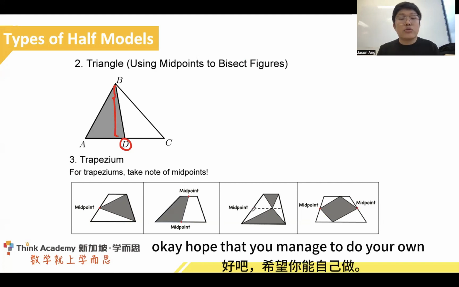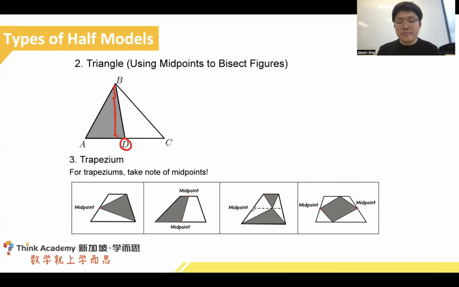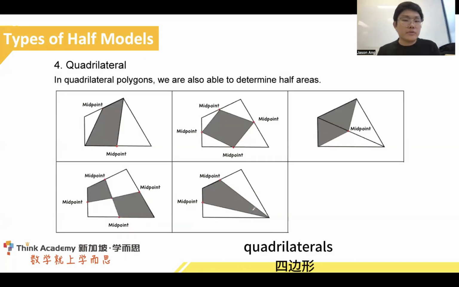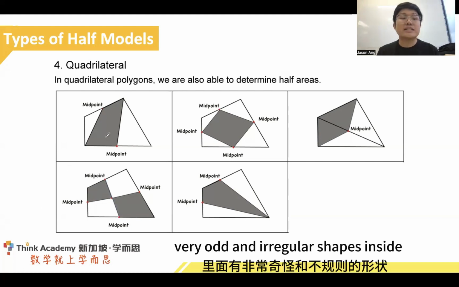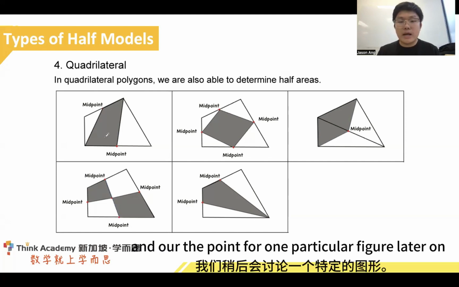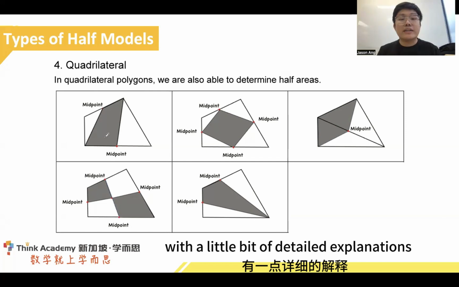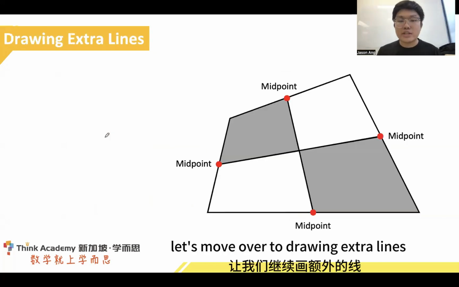Hope that you manage to do your own practice to be able to see how they are half models as well. The last part, quadrilaterals. Even quadrilaterals, when you have some very odd and irregular shapes inside, we can still actually see that they are half models as well. And I want to point to one particular figure later on with a little bit of detailed explanation. Let's move over to drawing extra lines.